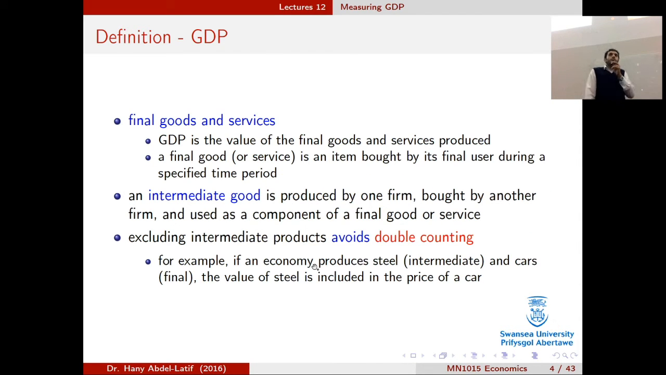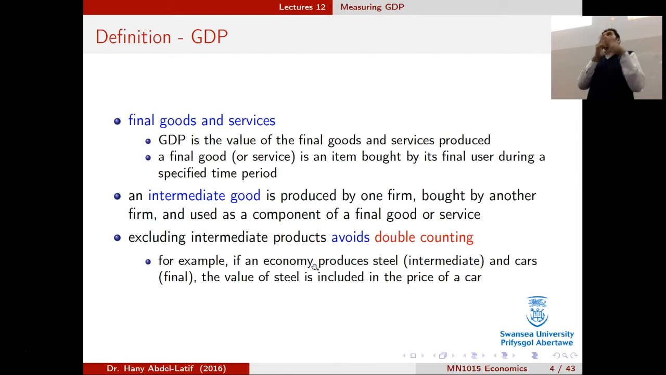So why are we looking at the final goods? If we include any intermediate goods, this will be double counting. Why? Let's think of cars. If we produce cars, steel is one of the components, the inputs. If I calculate the market value for steel and for cars, I will be double counting the value of steel, because the value of the car should include the value of the steel in this car as well. That's why we need to look only at the final goods. So we exclude the intermediate goods.